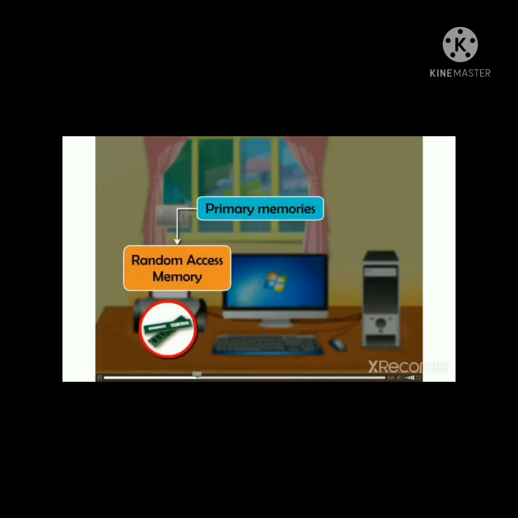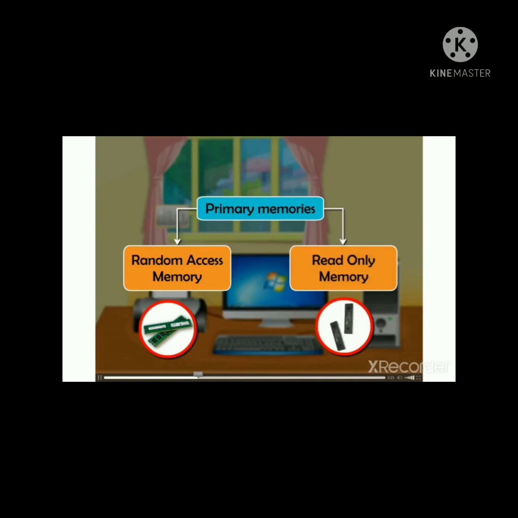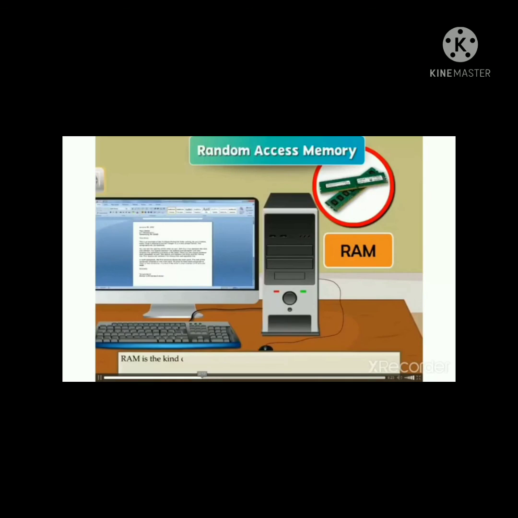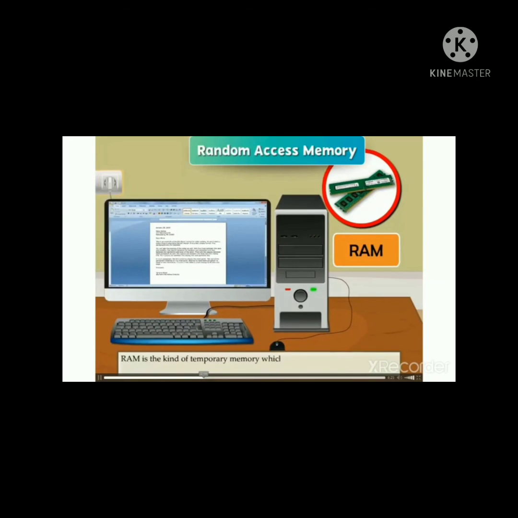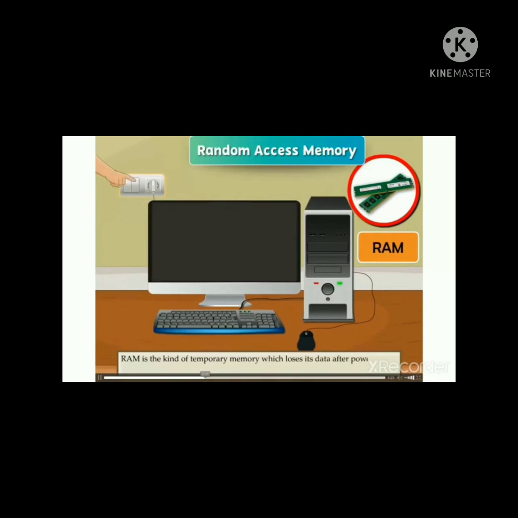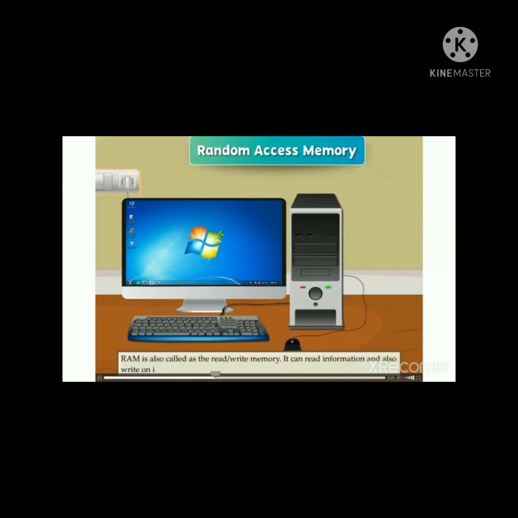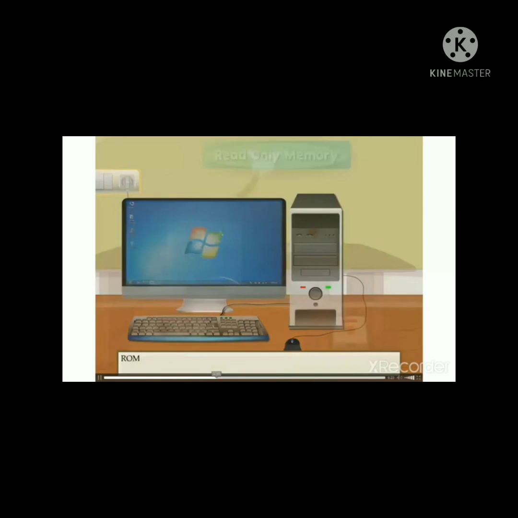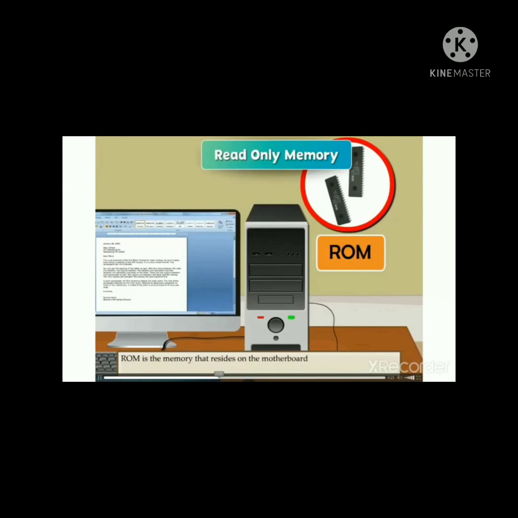Primary memory is of two types: random access memory, RAM, and read-only memory, ROM. Let us now study RAM in detail. RAM is a kind of temporary memory which loses its data after the power is off.